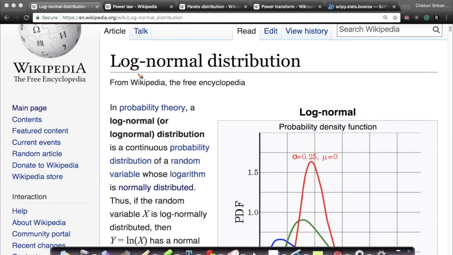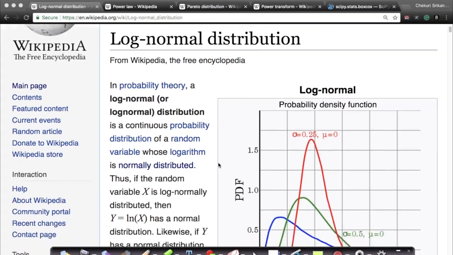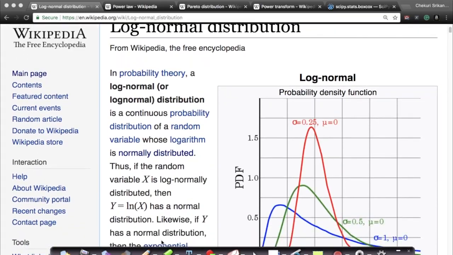One of the very interesting distributions is called a log normal distribution. So let me first define the distribution for you, and then we'll see what the applications of log normal distribution are. By the way, log normal distribution occurs a lot in the real world, surprisingly.